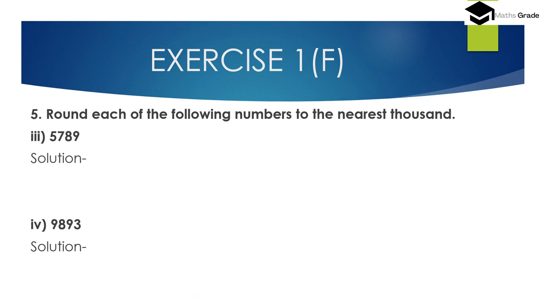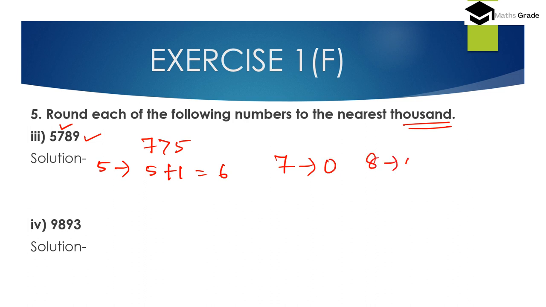Now question number, third bit, 5789. We have to round this number 5789 to the nearest 1000. When we round any number to the nearest 1000, we have to first look at the 100s digit. Here the 100s digit is 7, and 7 is more than 5. So we have to add 1 to the 1000s digit. Here the 1000s digit is 5. 5 changes to 5 plus 1, which is equal to 6. And this 100s digit 7 changes to 0, and the 10s digit 8 changes to 0, and the units digit 9 changes to 0.